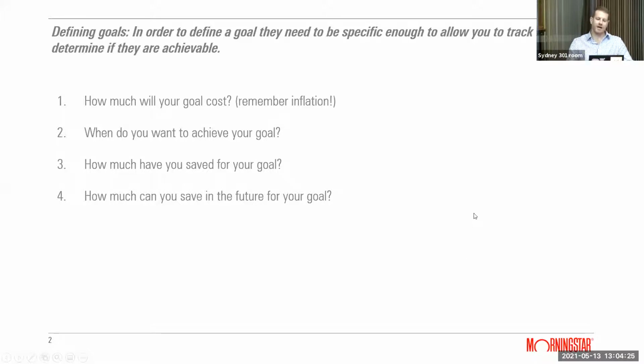So you need to define your goals and write them down. Writing stuff down is important. So what do we need to define? When we say define your goals, it can't be some goal of I want to be rich. I want to have a great retirement. You need to get very specific. So how much will your goal cost? Very important. You need to figure out how much it will cost. And we'll go through some examples of how you can do that. And of course, you need to remember inflation.